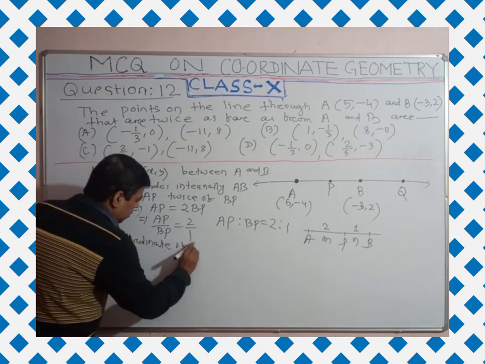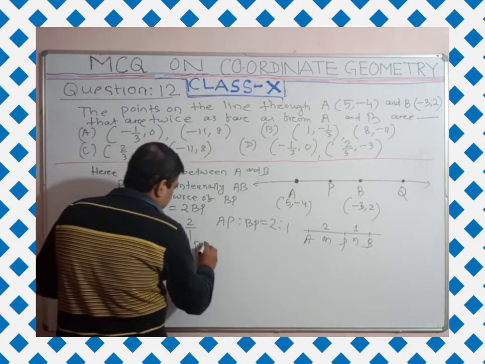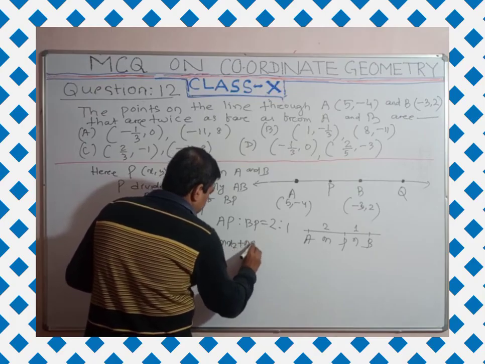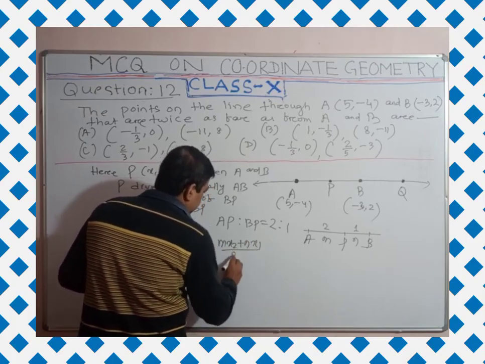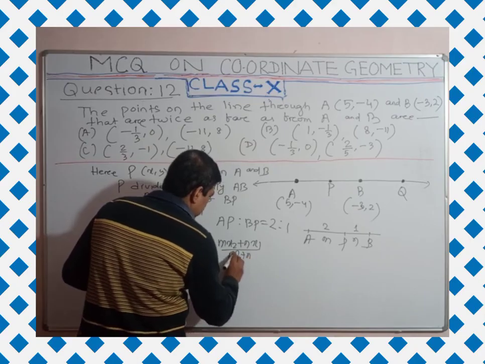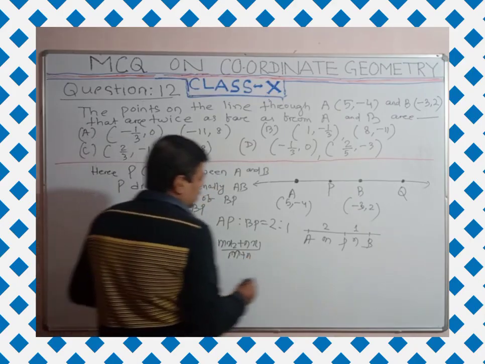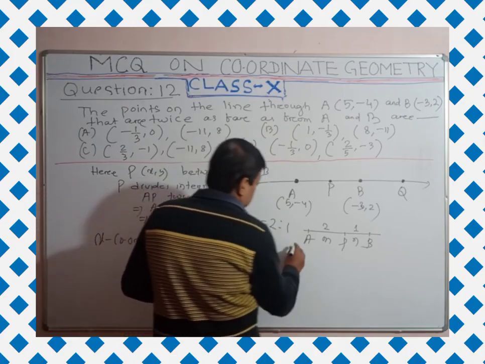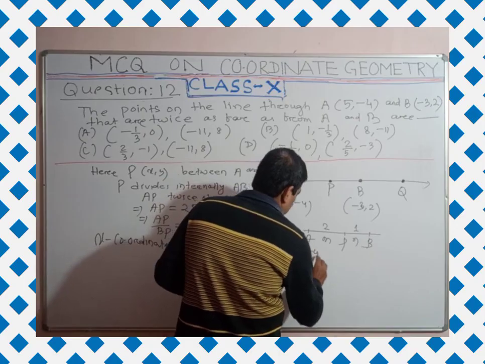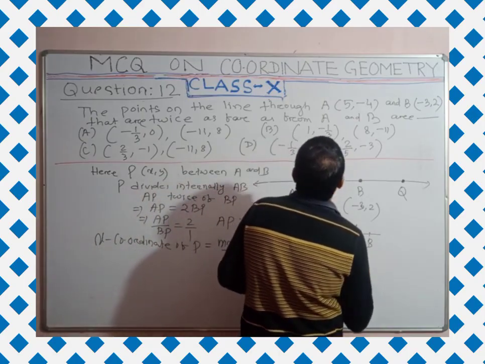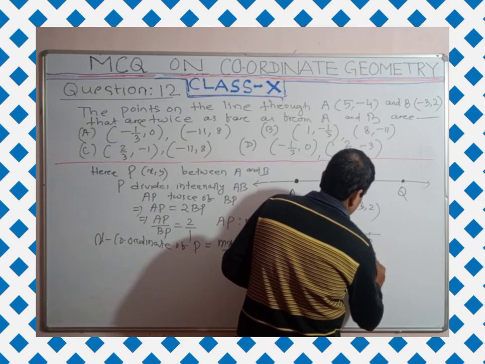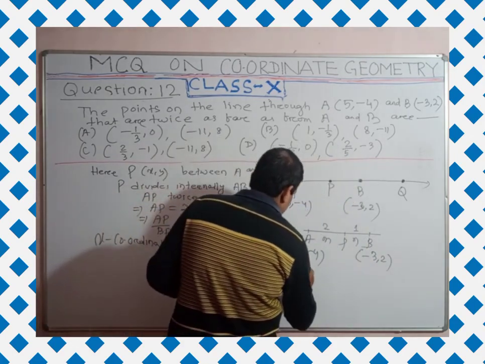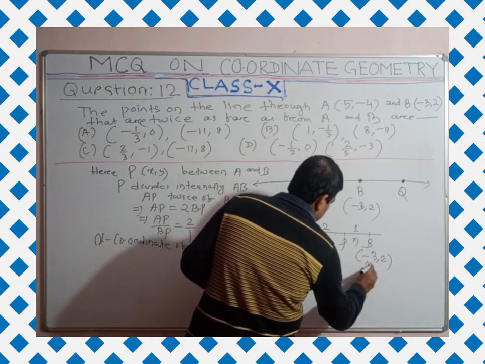We have to use the internal section formula. According to the internal section formula, it is mx2 plus nx1 by m plus n. Yes or no? Here, suppose the coordinate of A is 5, minus 4, and the coordinate of B is minus 3, 2. So here x1, y1 and here x2, y2.